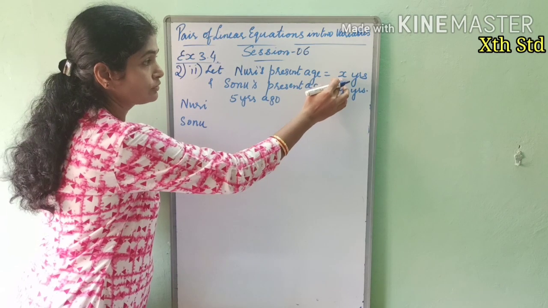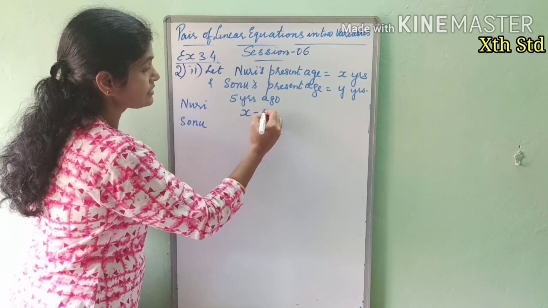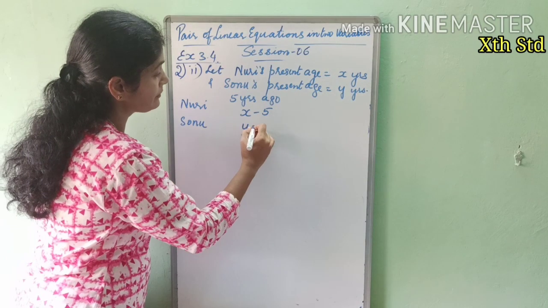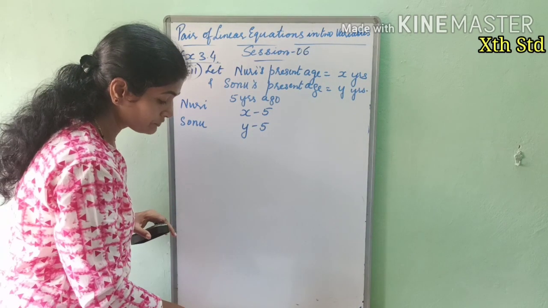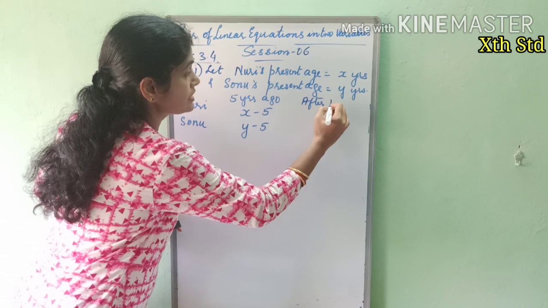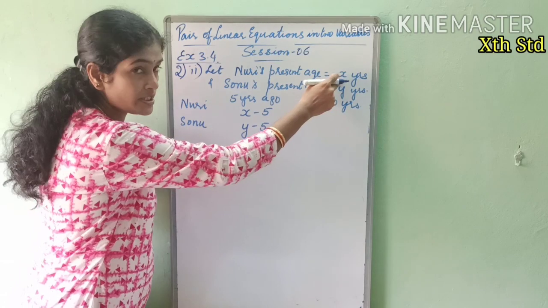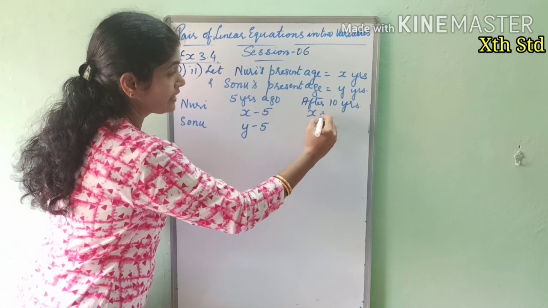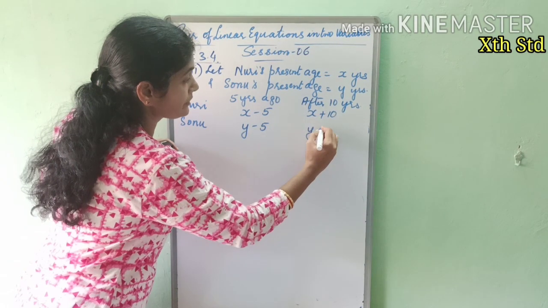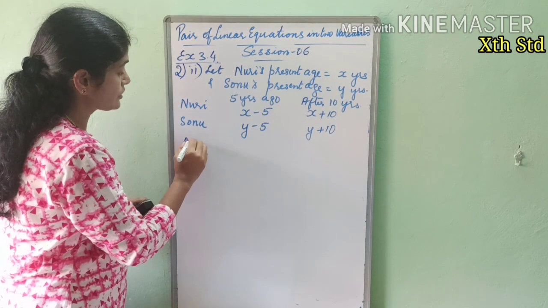If the present age of Noori is x years, 5 years ago what was Noori's age? Noori's age was x minus 5, present age minus 5 years back. Sonu's age will be y minus 5. Then they have said 10 years later. After 10 years, Noori's age will be x plus 10, present age plus 10 years. Sonu's age will be y plus 10. Now we will look at the conditions given in the question.